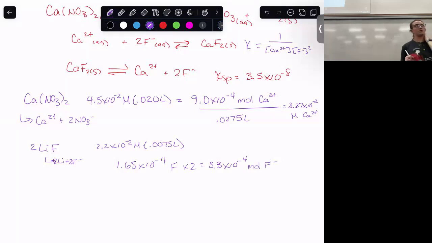And then how we get to concentration there. Perfect. So same thing, 0.0275 liters. And we end up with 1.2 times 10 to the negative 2 molar fluorine ions.